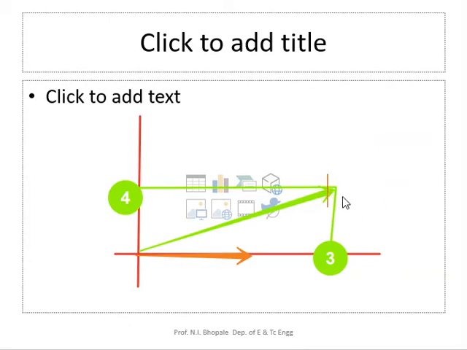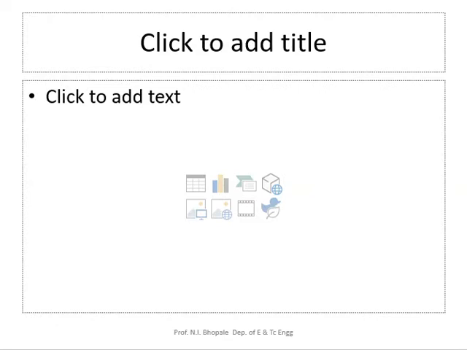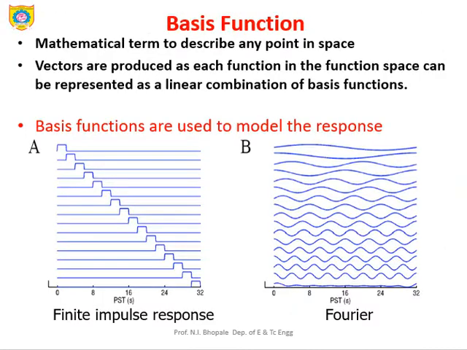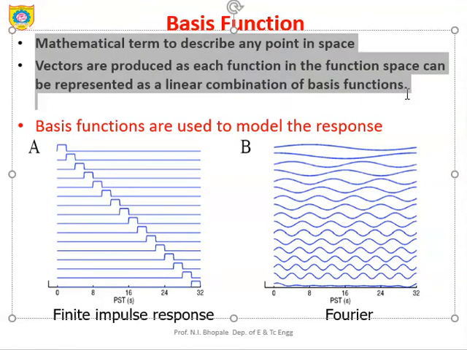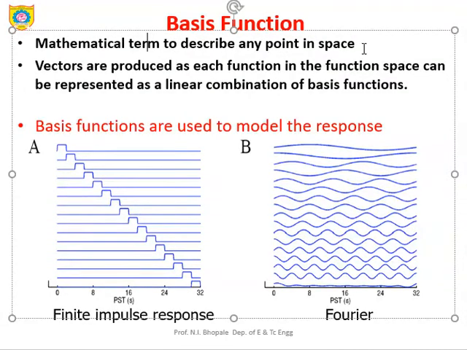So this is the linear representation of two quantities, which we have just seen, and that is clarified with these two statements: a mathematical term to describe any point in the space, or vectors produced as a function, as each function in the function space can be represented as a linear combination of basis functions. These are some examples of basis functions. Basis functions are used to model the response. So the finite impulse response is a basis function, and for Fourier, this is the basis function.